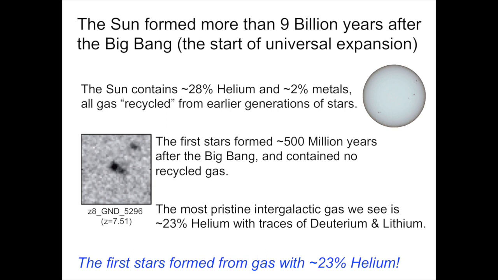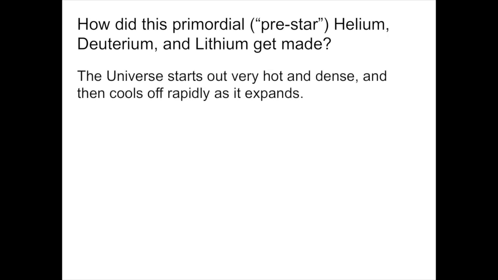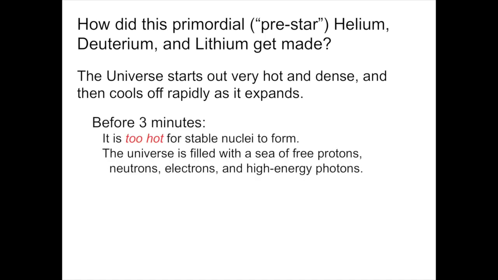So how does it start out at 23% if after 9 billion years of star formation, you only get another 5%? What's going on? A different way of asking that question is, how did this primordial, or pre-star, helium, deuterium, and lithium get made? The universe starts out in a very hot, very dense state and then cools off very rapidly as it expands.